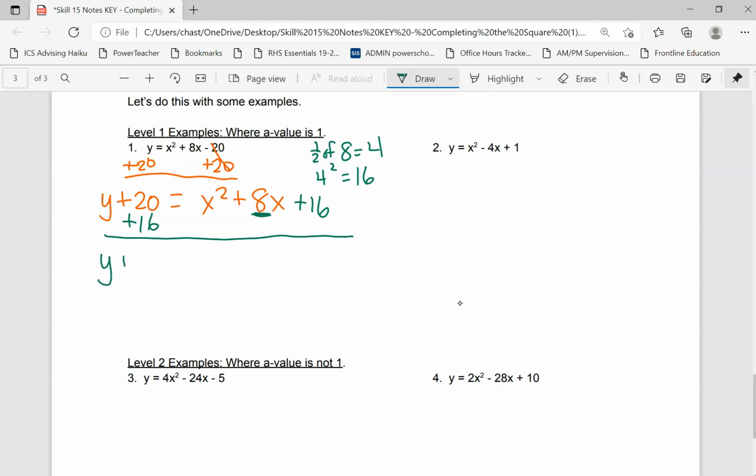So over here I now have y plus 36 equals, now this is x squared plus 8x plus 16. Half of the 8x is 4, so we're going to write that as x plus 4 squared. That's our completing the square. Think of it this way: the 4, when I double it, gives me the 8, and when I square it, gives me the 16.